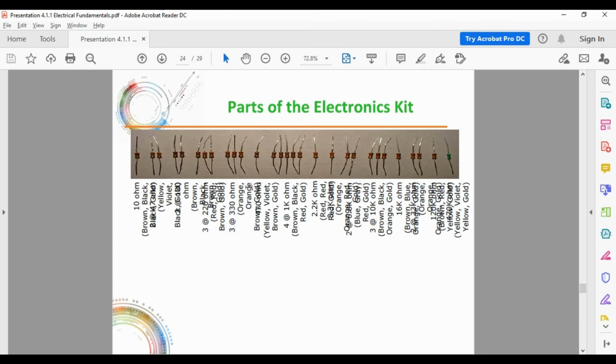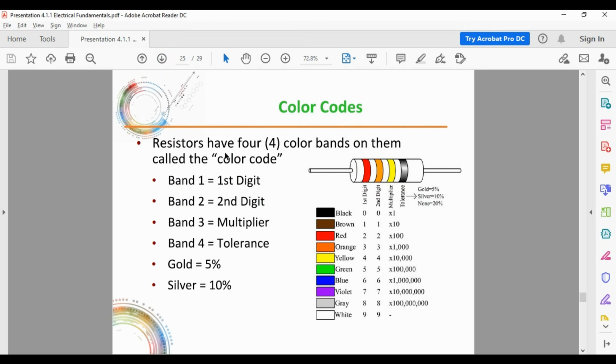All right, so this is getting all jumbled in here. Don't worry about this one, because these are the different kinds of resistors that would be introduced within a particular pack. But you do want to pay attention to this one. All resistors have 4 color bands on them, which is the color code.